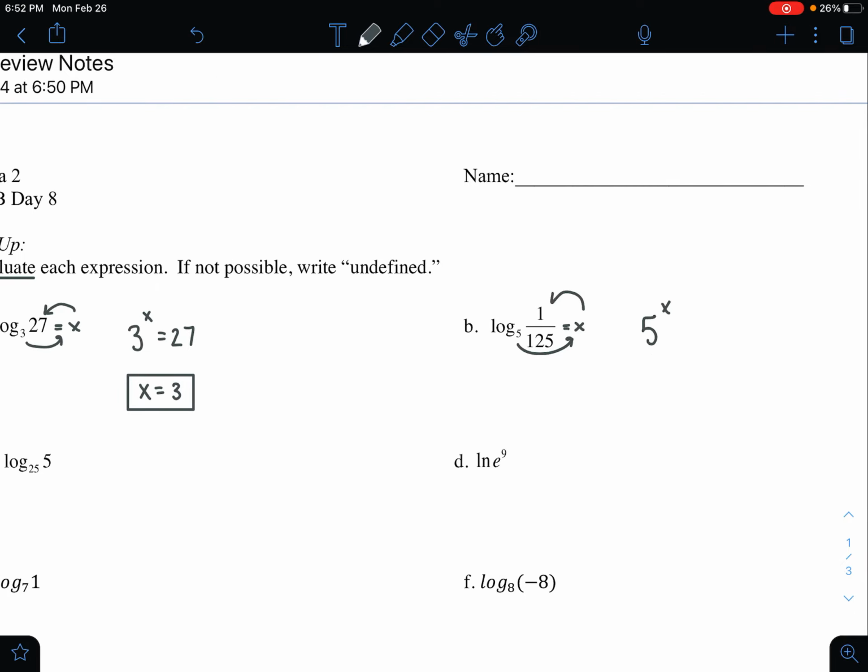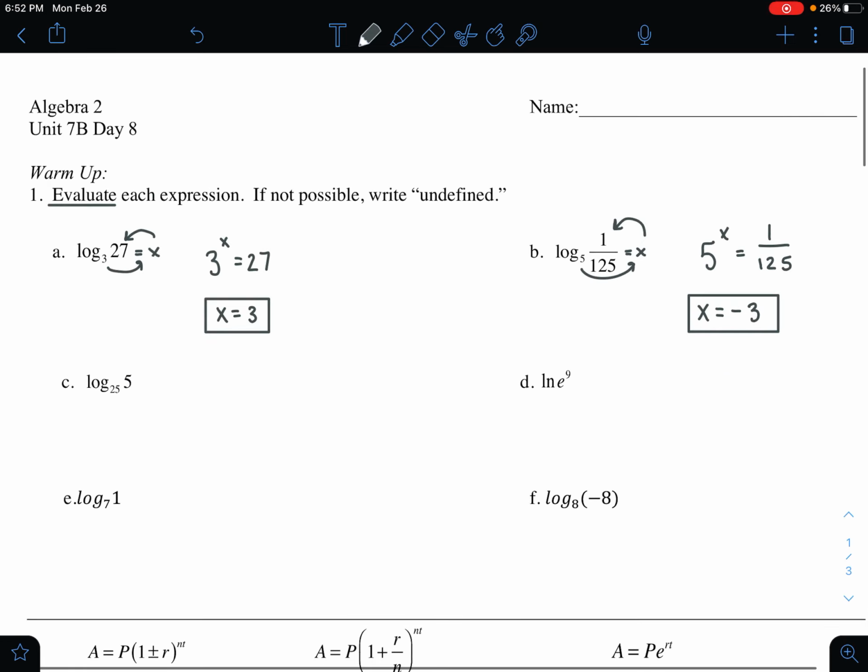5 to the power of some unknown value equals 1 over 125. So right away in my head, I'm thinking, okay, we went from a whole number to a fraction, so it got reciprocated. So we know that our exponent will be negative. Then I ask myself, 5 to what power is 125? Well, 5 to the third power, so our exponent is negative 3. And then just repeating that process again and again.